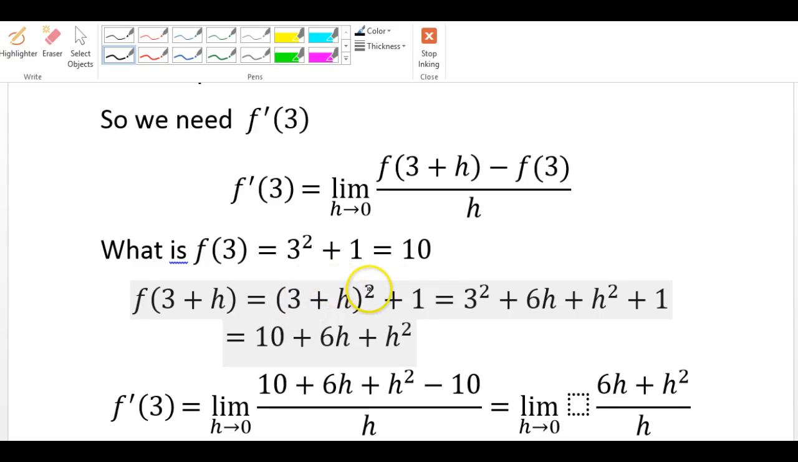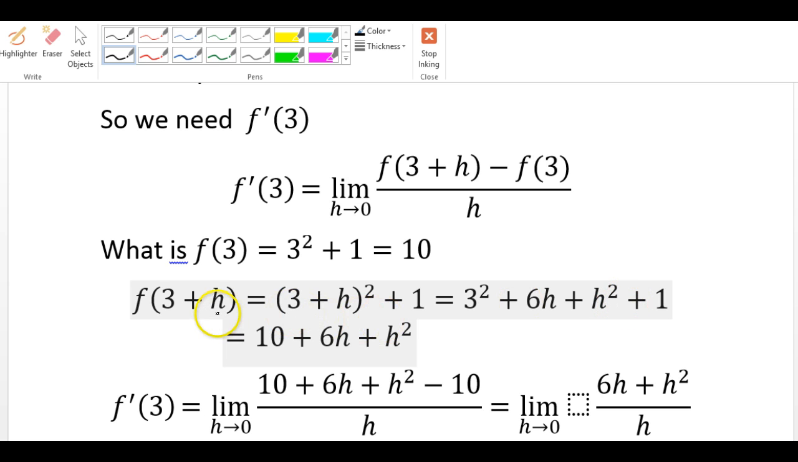First of all, you get 3 squared plus twice the middle term. So you get 2 times 3 times h, which is 6h, plus the second one squared, which is h squared. So 3 squared plus 6h plus h squared plus 1. 3 squared plus 1 is 10, because 3 squared is 9 and 9 plus 1 is 10. So you get 10 plus 6h plus h squared.